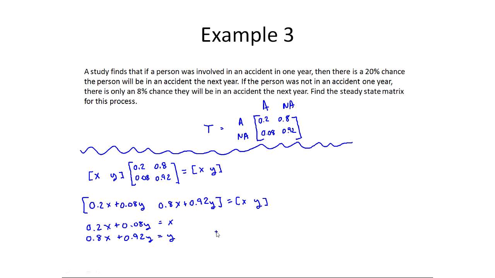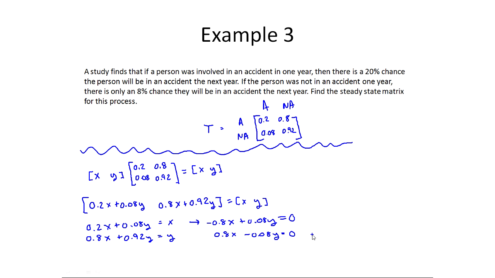If you take a look at these two equations, I have two equations, two unknowns. They're both in terms of x, y. Now they've got values on the other side, so what I need to do here is move the variable over. I'm going to subtract x from both sides, and I get minus 0.8x plus 0.08y equals 0. And then down here, I'm going to simplify by moving the y over, so I subtract y from both sides. I get 0.8x, and then 0.92 minus 1y gives minus 0.08y equals 0.